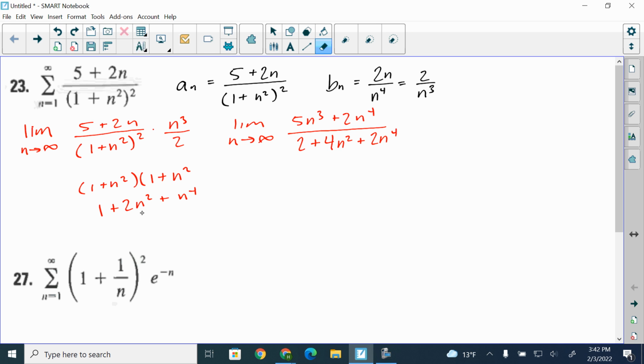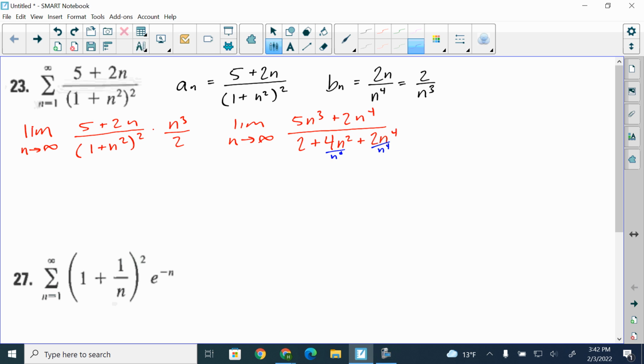And then to solve this, you could do some L'Hopital's if you wanted to, but I like doing the shortcut where I divide everything by the highest power in the denominator. So if I divide everything by n to the 4th, that's going to make it so that these pieces end up going away. So this goes away, and all I have left then is 2 on top and 2 on bottom, which is just 1, which is greater than 0. So the limit comparison test is going to work.